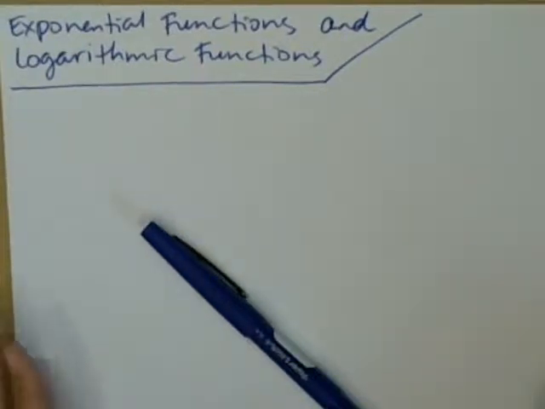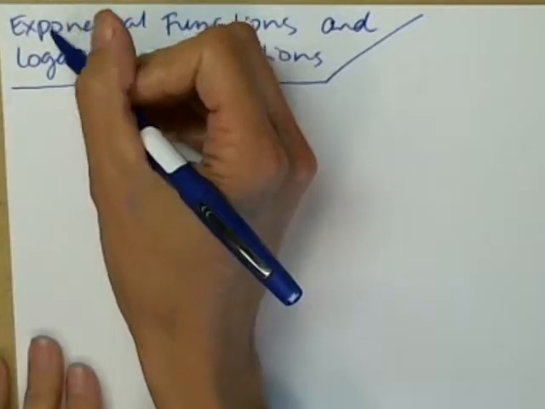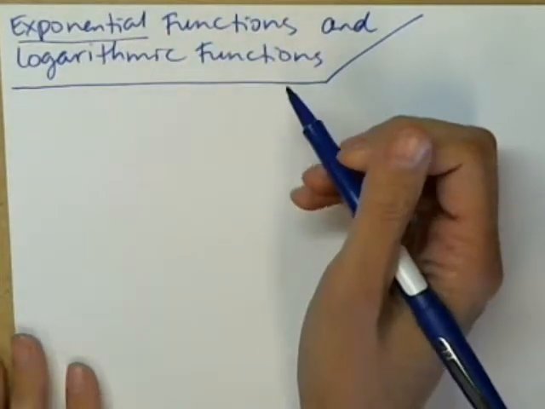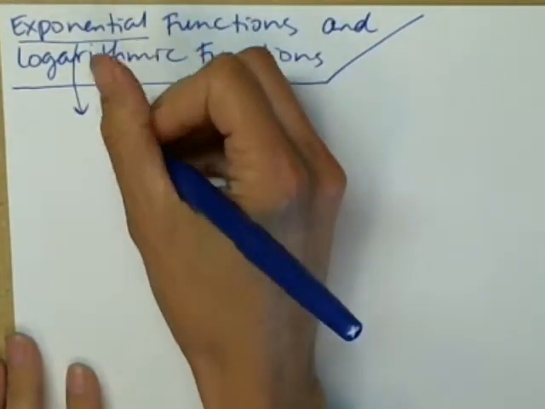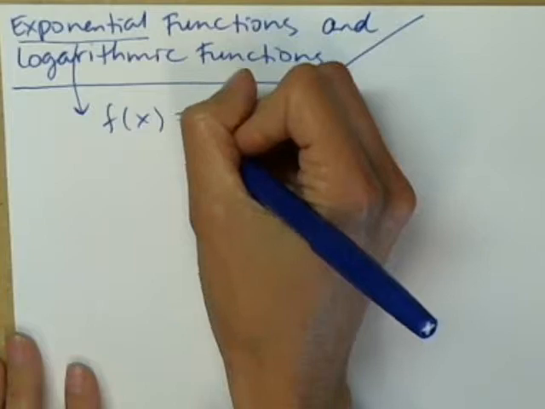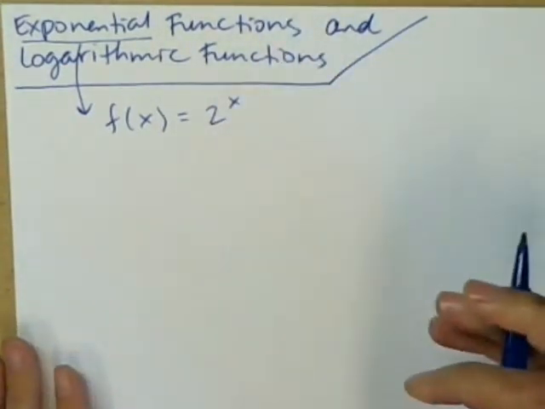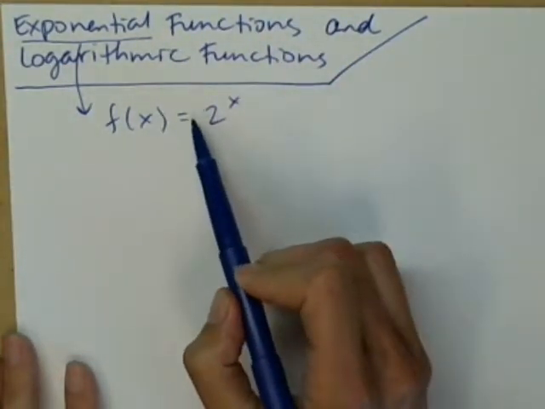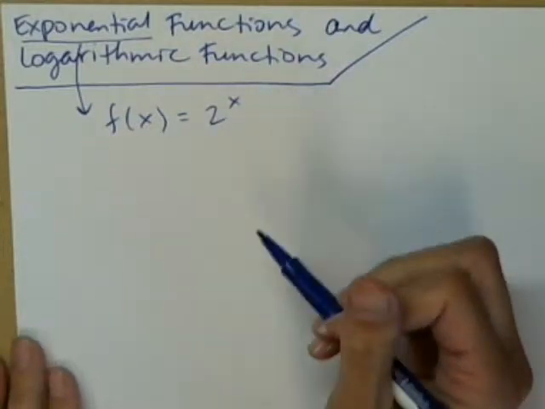We're going to talk about exponential and logarithmic functions. Let's go ahead and start with exponential functions. In a nutshell, a function is an exponential function if the variable shows up in the power. So this is an example of an exponential function, 2 to the x.